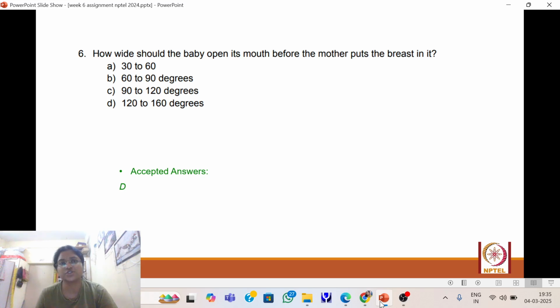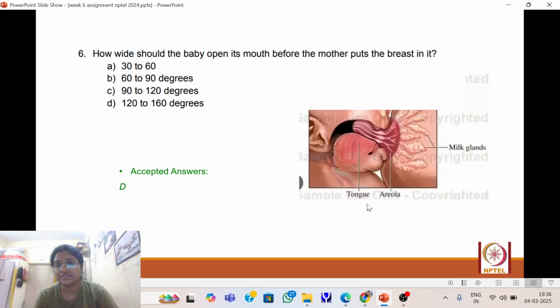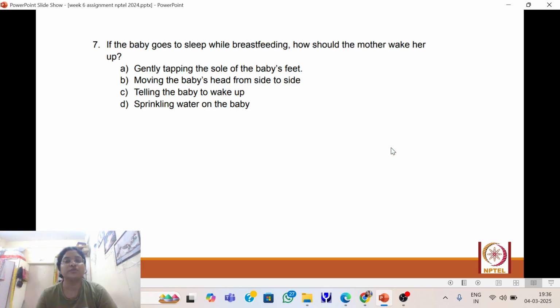So how wide should the baby open its mouth before the mother puts the breast in it? It should be around 120 to 160 degrees. So here you can see the mouth should be open at least 120 to 160 degrees so that he can suck the nipple properly, right? Okay, moving on to the next.